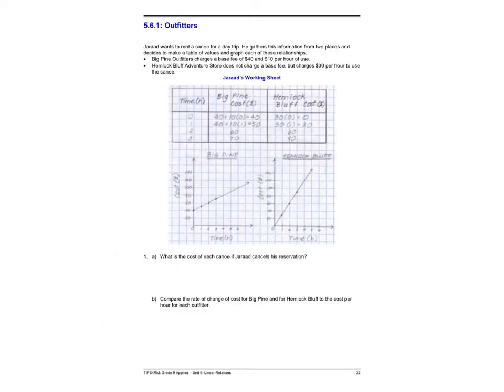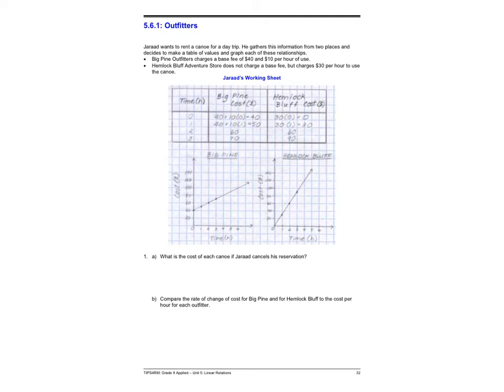So, for our lesson, we are using the Outfitters activity. In this Outfitters activity, Jared wants to rent a canoe for a day trip. He gathers this information from two places and decides to make a table of values and graph each of these relationships.